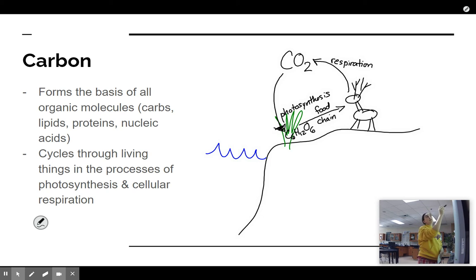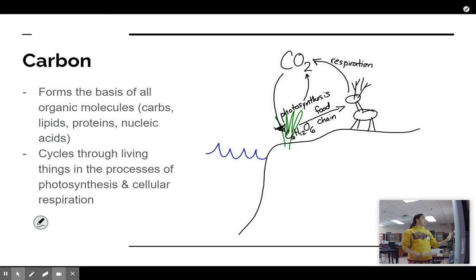Plants actually also respire and release some of it through the process of respiration as well. So that's the really quick cycle that we talked about. Plants take in carbon dioxide and use it for photosynthesis, and then it moves up through the food chain, and then all living things breathe it out as their cells carry out the process of cellular respiration.